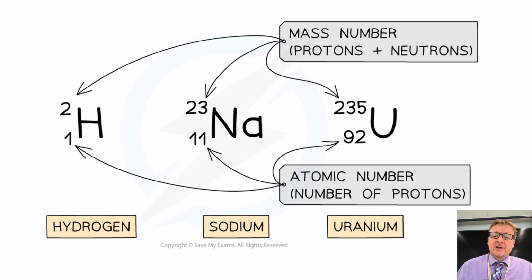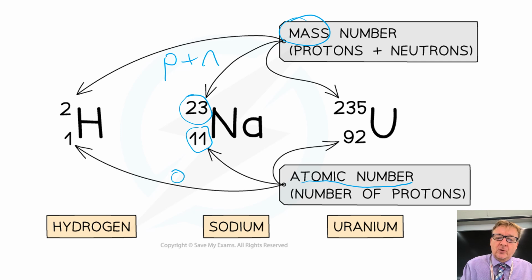Right, the elements themselves. If we just look at sodium, we've got a number at the bottom there, and we've got a number at the top there. The number at the top, the 23, is called the mass number. That is the number of protons added to the number of neutrons. The number at the bottom is the atomic number. That's the number of protons or the number of electrons.